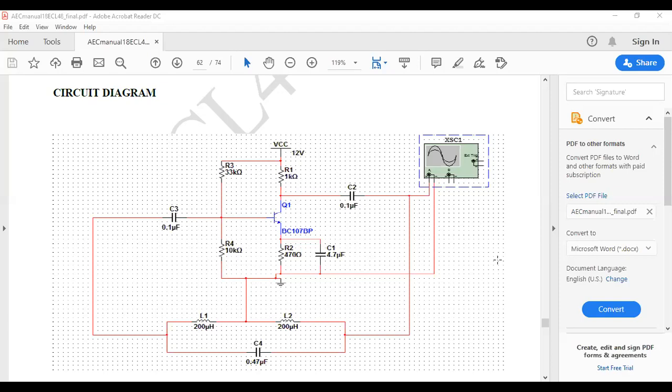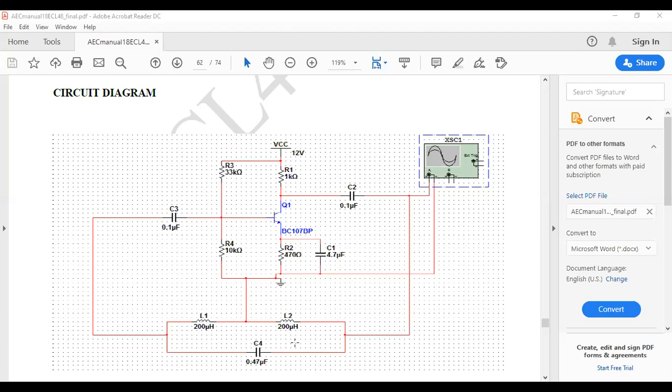The output voltage of the transistor will be in phase with the voltage across the inductor L1. Since the junction of the two inductors is grounded, the voltage across L2 will be 180 degrees out of phase to the voltage across L1. Okay. The voltage across L2 is actually fed to the base of the transistor.